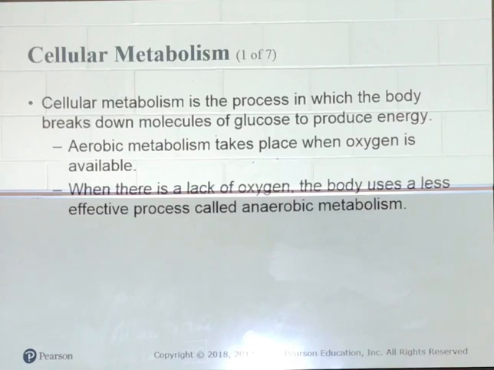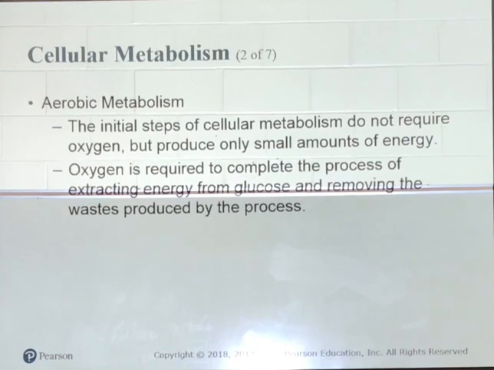There are two types. Anybody know those two types? Okay, you have aerobic and anaerobic. One means with oxygen, one means without oxygen. Aerobic metabolism is the breakdown of molecules such as glucose through a series of reactions that produce energy within the cell. This happens in the presence of oxygen.